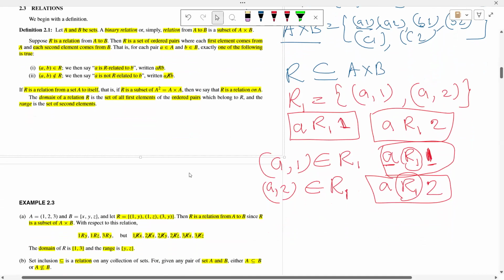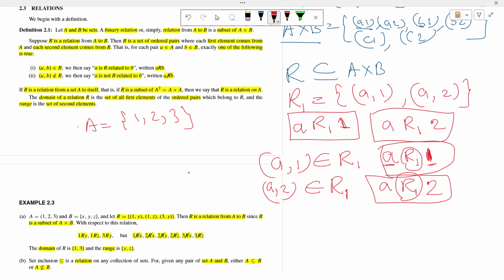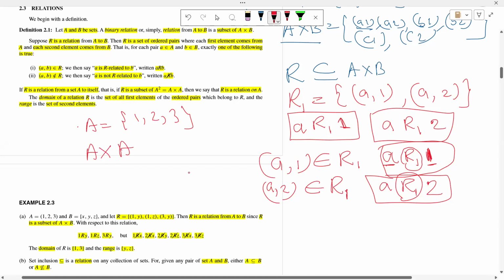So if you want to find a relation, it is not mandatory that you always need two sets, A and B. You can also have only one set. A is one set with three elements: 1, 2, 3. Then you can find a relation on the set itself. A relation on itself means what? You need to find A cross A.